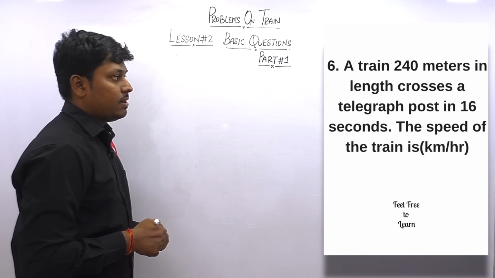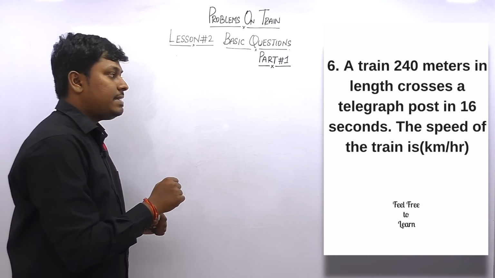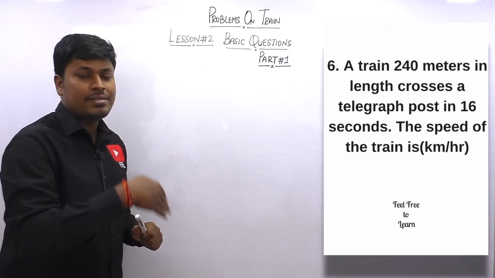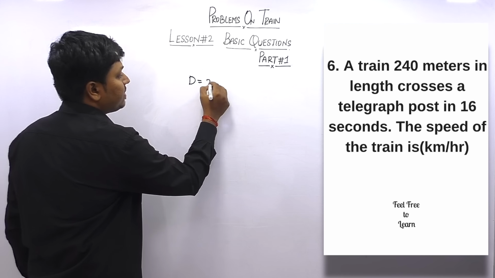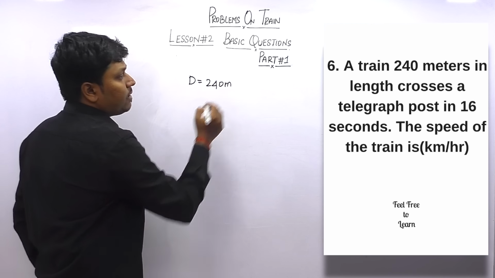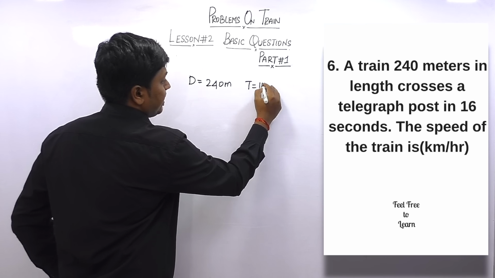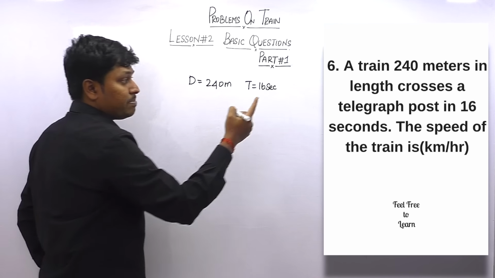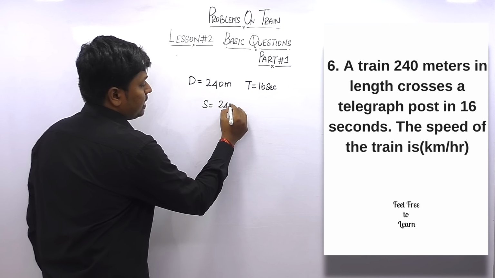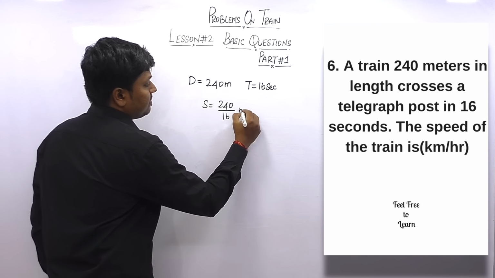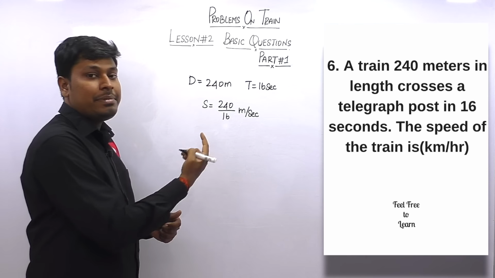Question number 6. A train 240 meter in length crosses a post in 16 seconds. So a train length is given, it's crossing a post. So we can say that the distance traveled by the train will be the length of the train, which is 240 meter. And also it takes 16 seconds. So time taken is also given, 16 seconds. But our target is to find the speed in kilometer per hour. So speed is equal to this, so 240 meter divided by 16, which is meter per second. So finally we got a value 240 by 16 meter per second.